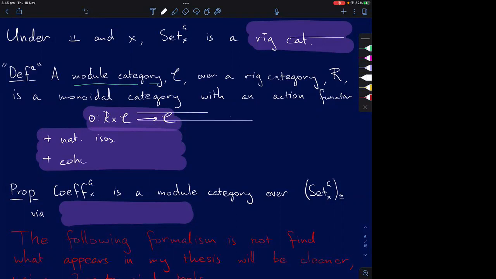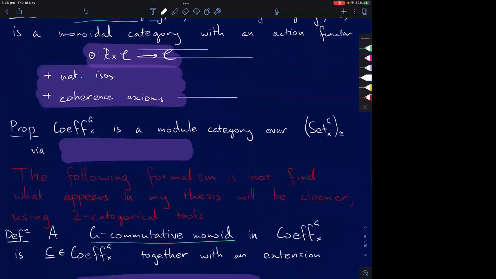This is a definition that is going in my thesis, and as far as I'm aware, isn't anywhere else, but it's kind of like a really obvious thing to do. There are 19 coherence axioms, incidentally. It's very ugly. I don't know if I need all of them. Anyway, a coefficient system over X is a module category over the maximal groupoid in the category of G sets over X, via this functor.